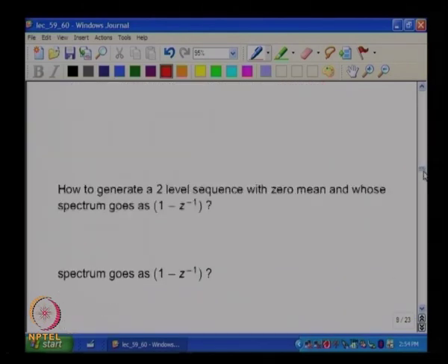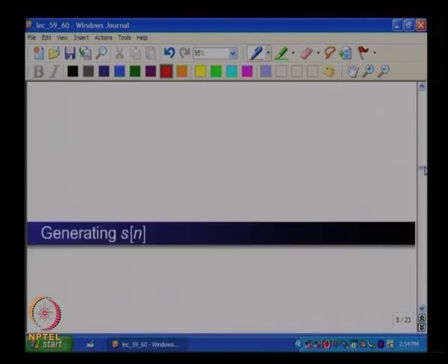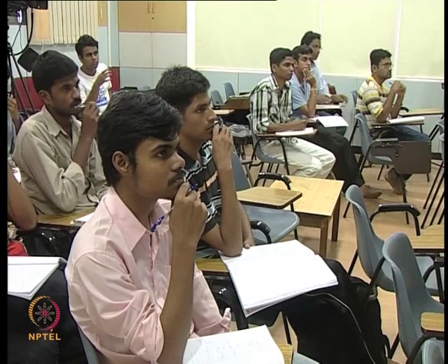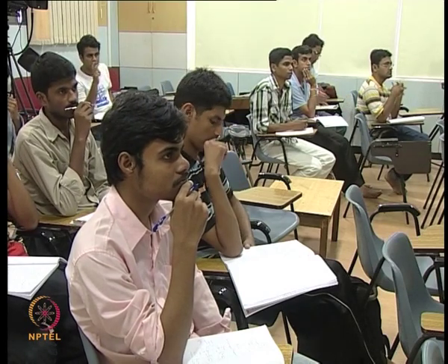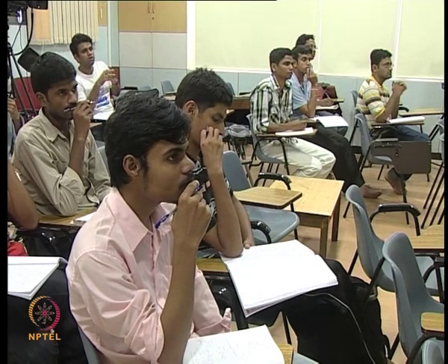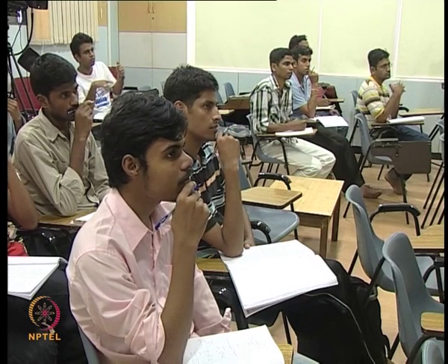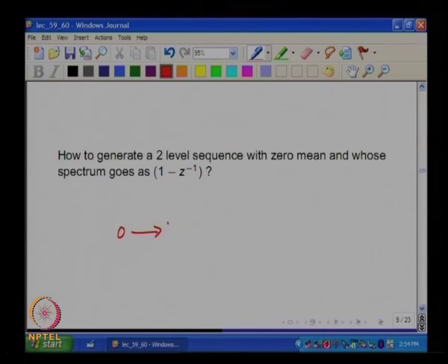So, before we understand how to generate this special S of n, which seems to have an awful lot of constraints, the first thing as a prelude to this: how do you generate a 2 level sequence with 0 mean and whose spectrum goes as 1 minus Z inverse? Take this first order signal generator, feed the 0 input. Yes. So that means the DC output also will be 0. Okay.